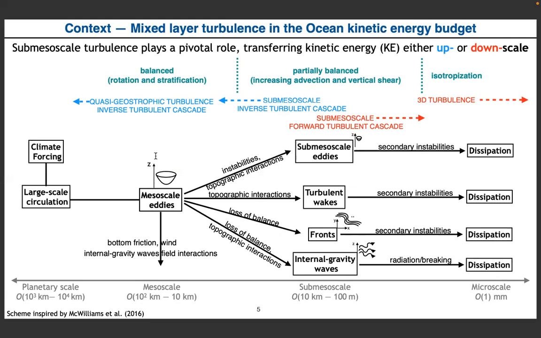Kinetic energy can be transferred toward smaller scales when there is a breakdown of geostrophic balance. This breakdown can take the form of submesoscale eddies, turbulent waves, or fronts, or internal gravity waves. In the submesoscale range, the dynamic is partially balanced. And the turbulence in this range can either do a forward cascade, transferring mesoscale eddies' kinetic energy towards smaller scales, eventually down to dissipation scales. The turbulence can also do an inverse turbulent cascade, strengthening mesoscale eddies.